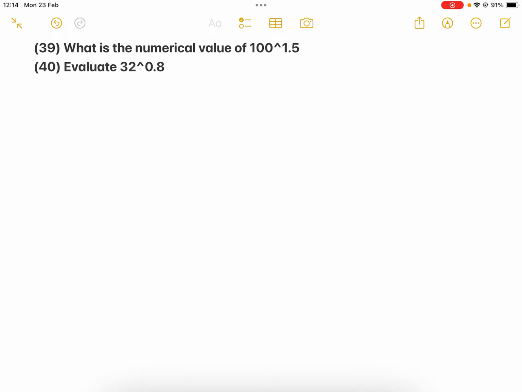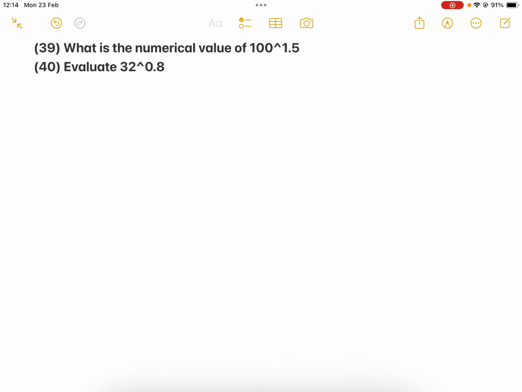Can you solve these two power questions? Before I do, let's test your indices speed. Two questions are on the screen. What is the numerical value of 10 raised to power 1.5? And number 40, evaluate 32 raised to power 0.8.